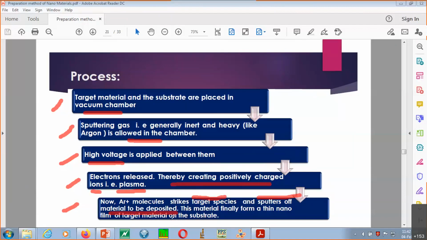And finally, on the below part, you are keeping the substrate, so the materials which are coming out from the surface of the target material, the particles, are going to deposit over there. So finally they prepare a thin film of the target material on the substrate. I hope the flow is very simple to understand.